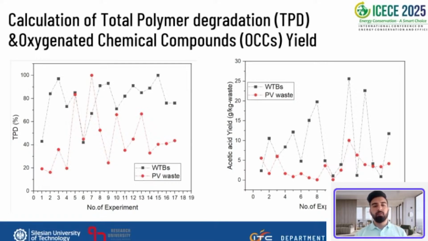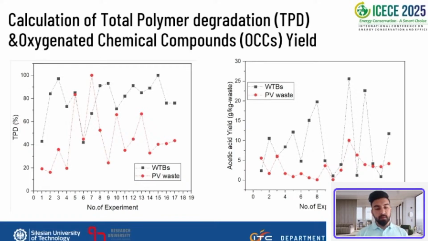So we are trying to degrade the polymer matrix that mostly exists in wind turbine blades and in PV panels. On the left side, you are seeing we performed almost 19 experiments. For wind turbine blades we mostly performed 29, but here, for the comparison, I'm showing the 19 experiments. On the y-axis we have total polymer degradation, compared for both the wind turbine blade and PV waste. You are seeing in the black lines for the wind turbine blades, we have higher yields of total polymer degradation than PV waste.